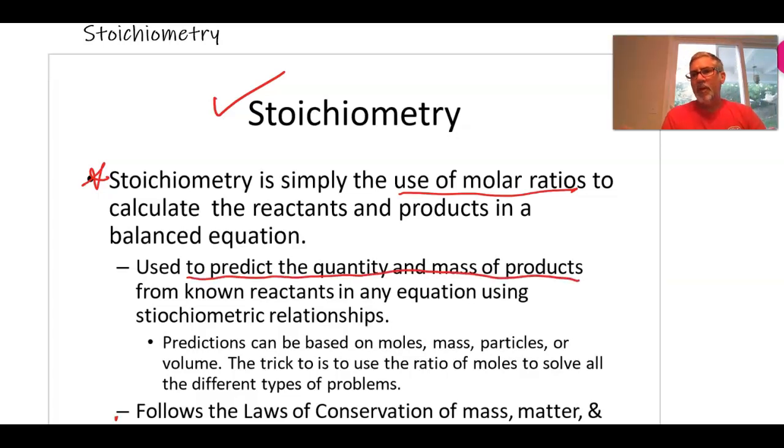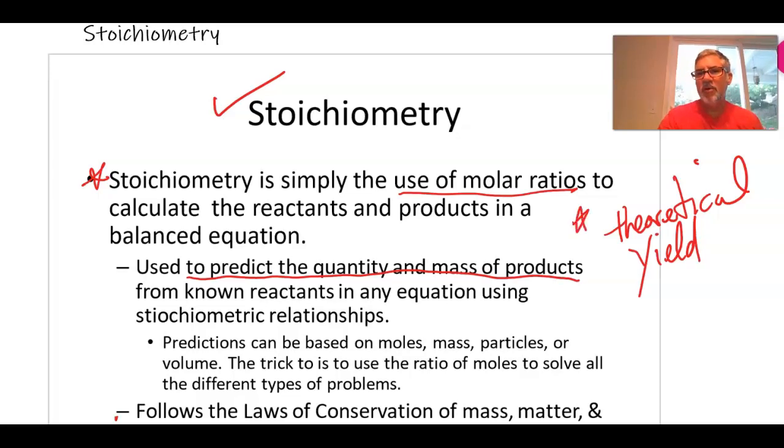In industry, they're always worried about what our yield is going to be, or how efficient our yield is going to be. So they use stoichiometry to predict how much we should get, or what's called the theoretical yield. And then I can look at what my actual yield is, which is what I would get in an experiment. And then I could try to tweak things to make it more efficient.